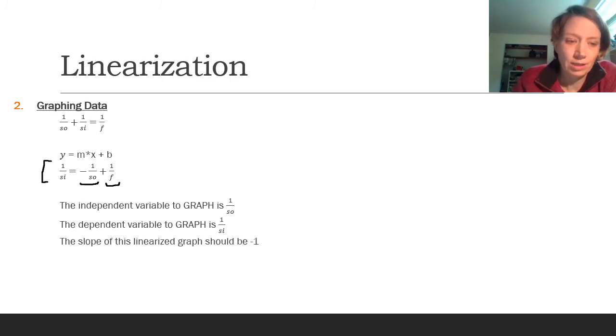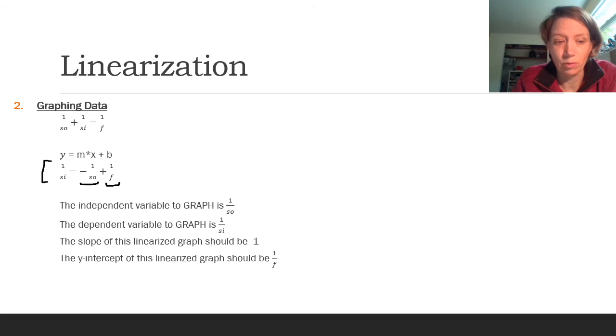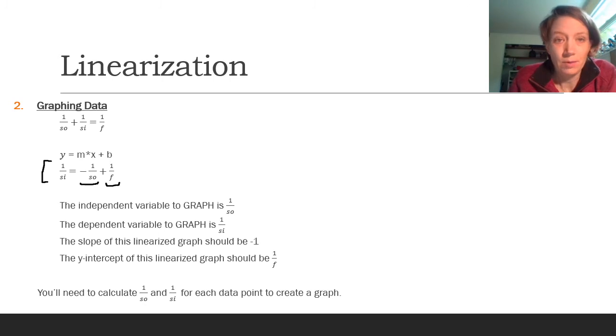And when I graph those things together, it should create a graph, according to this equation, that has a slope of negative 1, that's the m value from that equation, and the y-intercept, which is the b value from that equation, should end up being 1 over f, and that's what I'm looking for. So this is how I've manipulated that equation to give me the information that I want, which is the focal length.